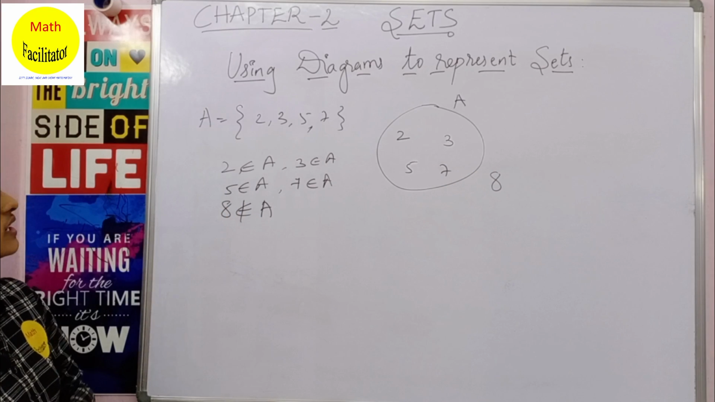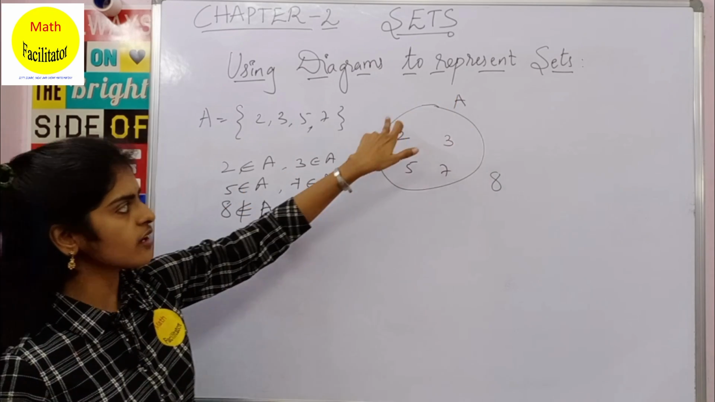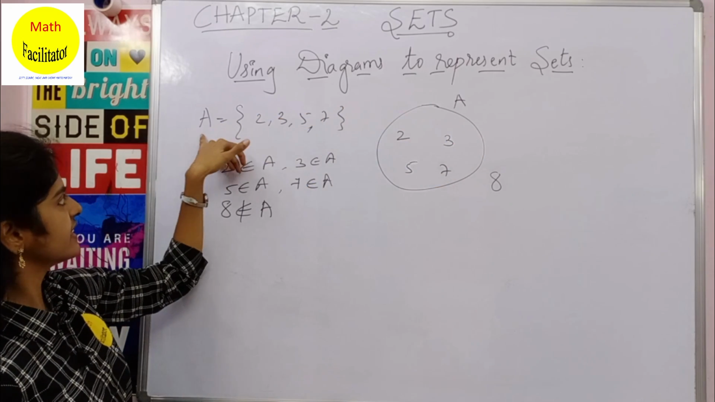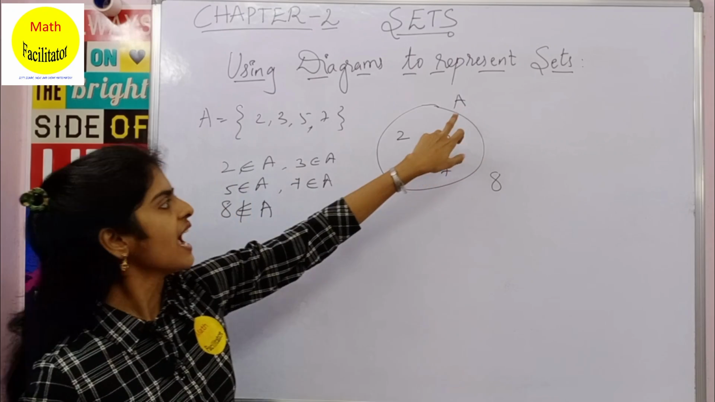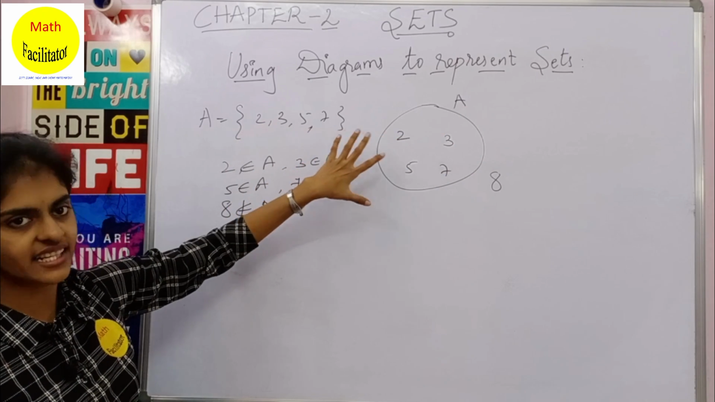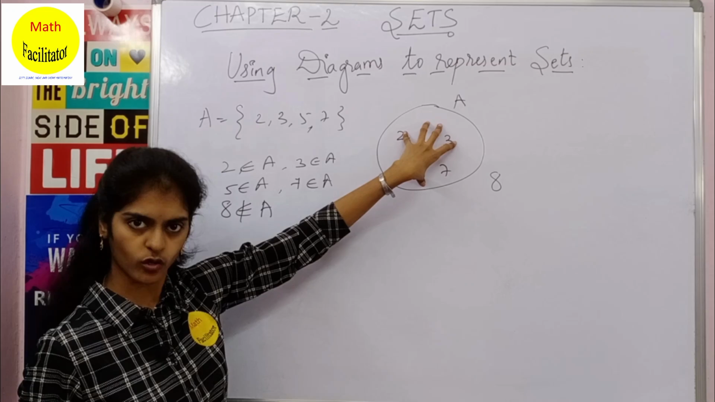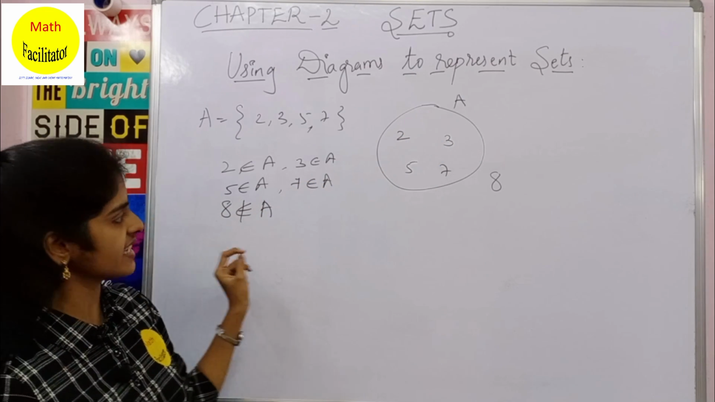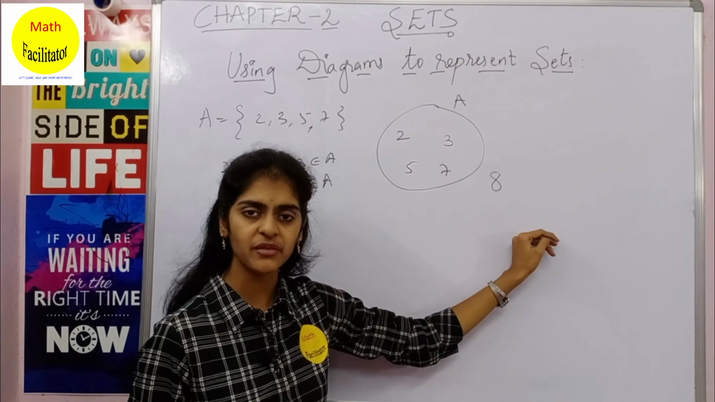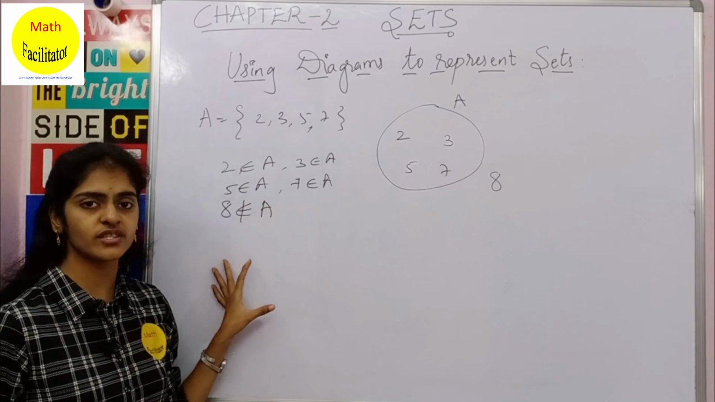So sets are represented using an oval and the name of the set is written here, and the elements which belong to the set are represented inside the oval, and the elements which do not belong to the set are represented outside the oval. Clear? So this is how you represent sets using diagrams.